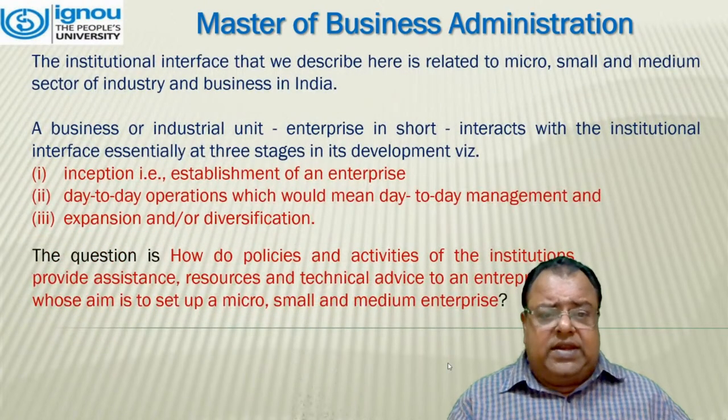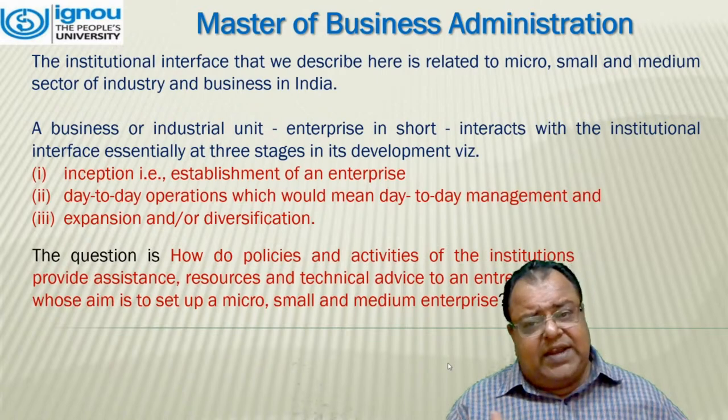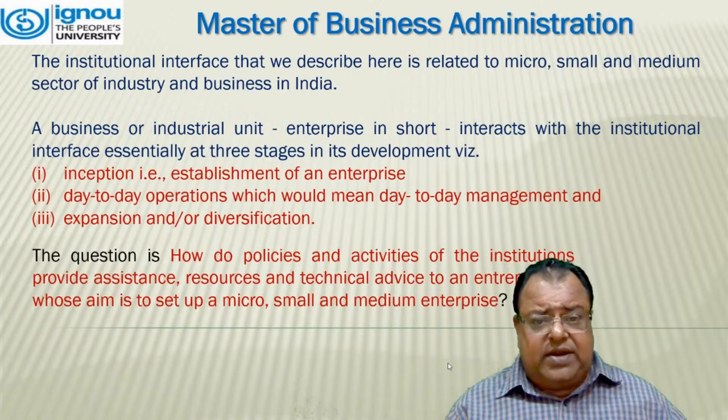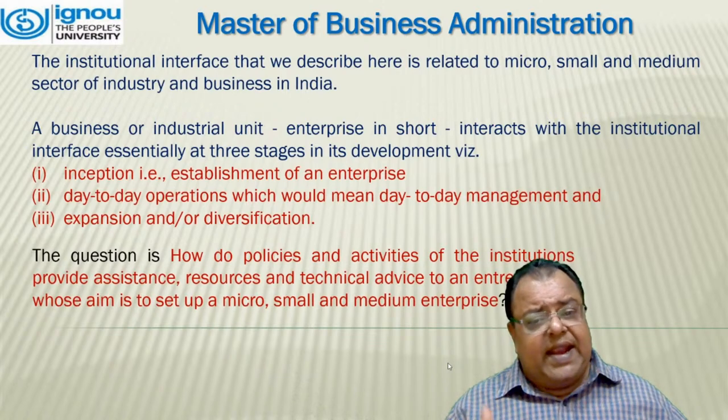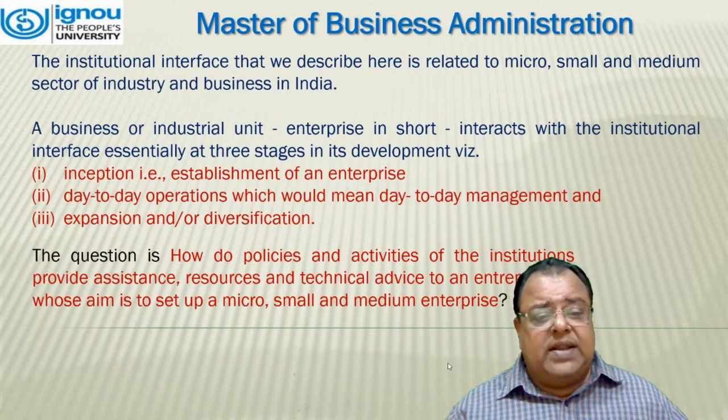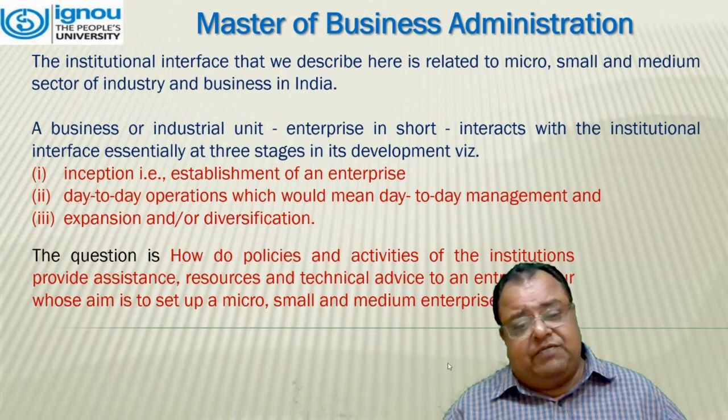The institutional interface that we describe here is related to the micro, small, and medium sector of industries and business in India. A business or industrial unit, an enterprise in short, interacts with the institutional interface essentially at three stages in its development: inception, that is the establishment of an enterprise; second, day-to-day operations, which would mean day-to-day management; and the third one is expansion and/or diversification.